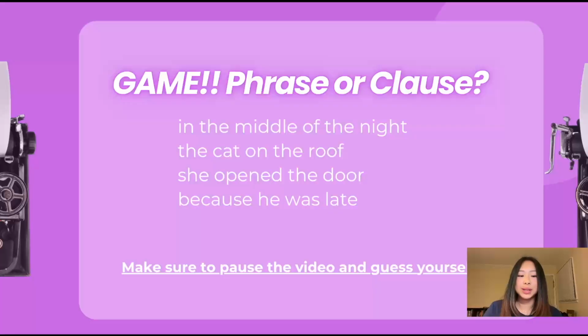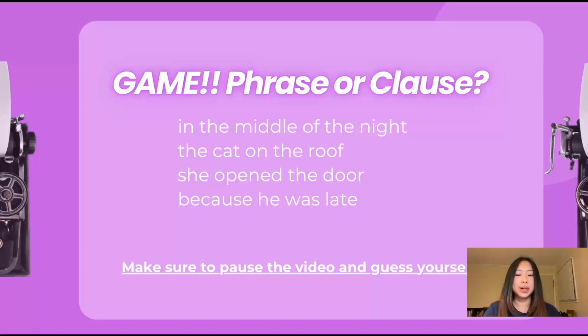Our second example is the cat on the roof. So pause the video. Okay, this one is a phrase. It has a noun, right, which is cat, but there's no verb. The cat isn't doing anything, so that's why it's a phrase.